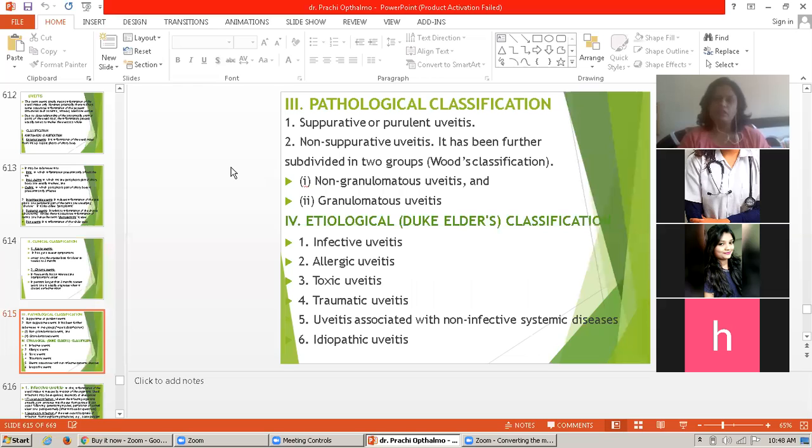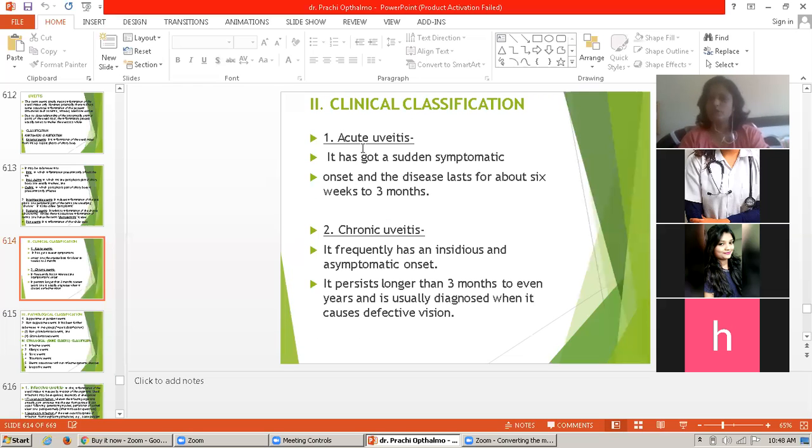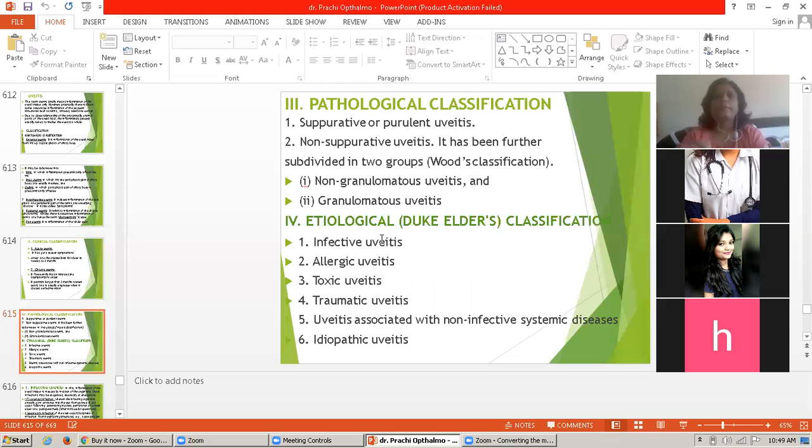Third one is the pathological classification. In the clinical classification, there are two types, that is acute uveitis and chronic. Then third is the pathological classification, in which there is suppurative or purulent uveitis and non-suppurative uveitis. It has been further subdivided into two groups, the Wood's classification: non-granulomatous uveitis and granulomatous uveitis.